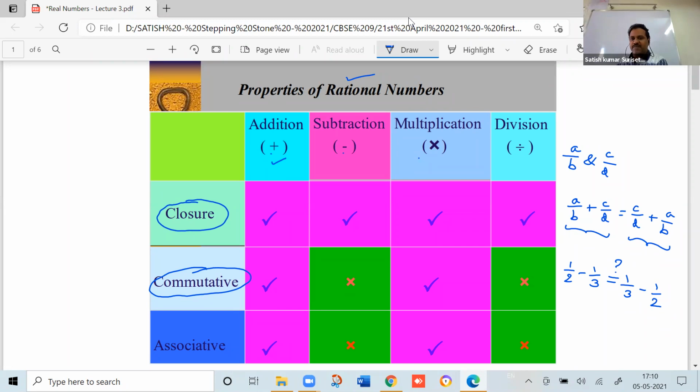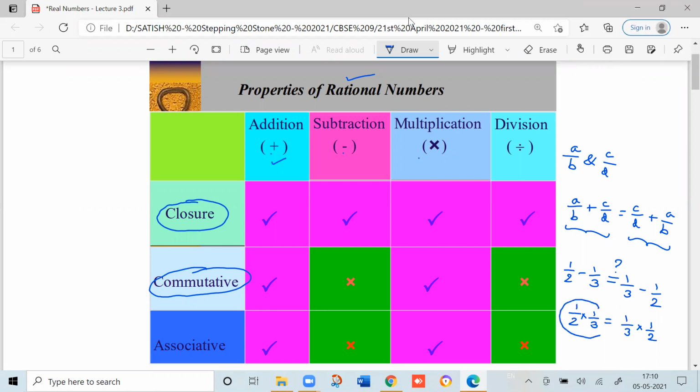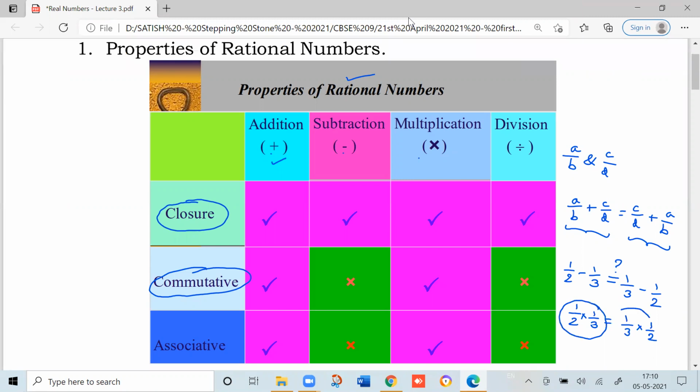Next, multiplication. Is 1/2 times 1/3, as an example, the same as 1/3 times 1/2 or not? It's the same. Left side value is 1/6, right side value is also 1/6. That means rational numbers satisfy commutative property with respect to multiplication.